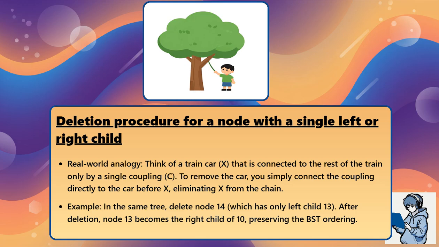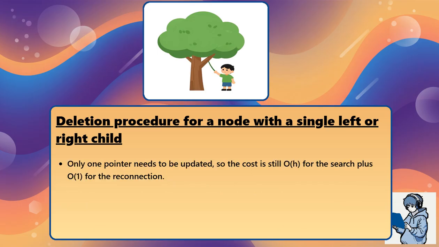Example: in the same tree, delete node 14, which has only left child 13. After deletion, node 13 becomes the right child of 10, preserving the BST ordering. Only one pointer needs to be updated, so the cost is still O(h) for the search plus O(1) for the reconnection.